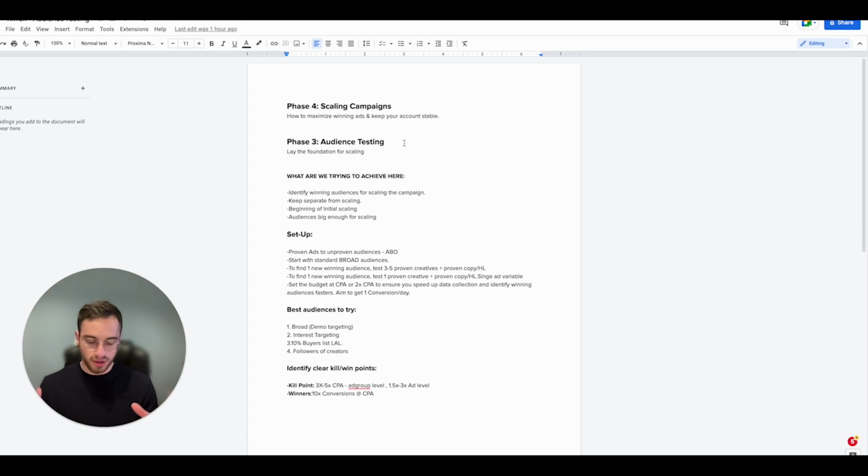These go together. Now obviously all phases go together, and each one has its unique piece in the whole puzzle, in a sense. So phase 3 is audience testing. We are laying the foundations for scaling. We are identifying some winning audiences to then scale. Phase 4 is the scaling campaigns, when we want to maximize the winning ads that we already identified and keep the account stable. We'll make another video for that. It might be the next video, so you can have a good procedure on that.